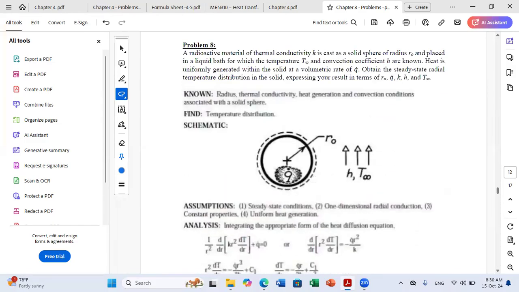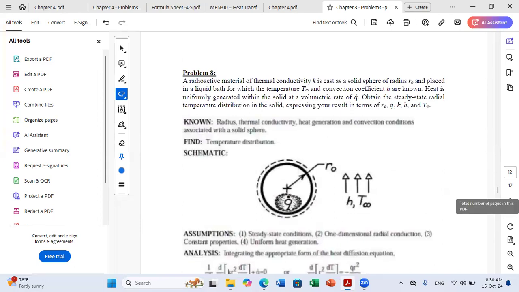Okay, let us solve the following problem. A radioactive material of thermal conductivity K is cast as a solid sphere of radius R0 and is placed in a liquid bath for which the temperature T infinity and convection coefficient h are known. Heat is uniformly generated within the solid at a volumetric rate of q dot. Obtain the steady state radial temperature distribution in the solid, expressing your result in terms of R0, q dot, k, h, and T infinity. So in this problem, we have a spherical geometry.